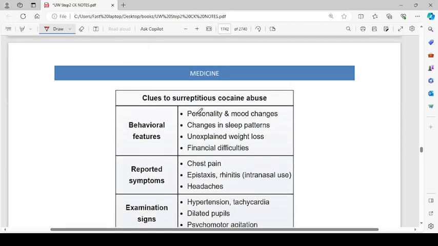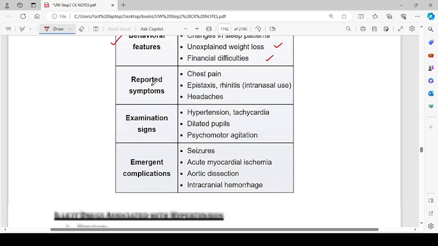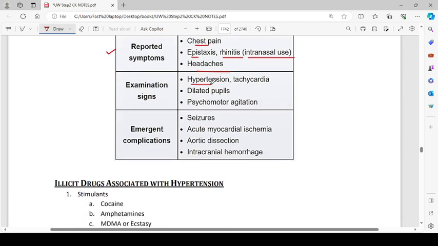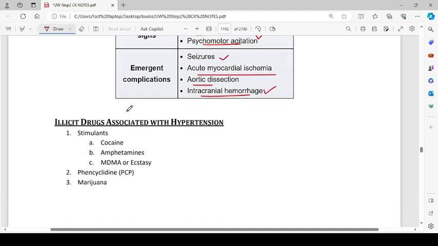Okay. What are the clues to surreptitious cocaine abuse? Firstly, we check for the behavioral features, and if the person is unconscious, we can ask the family or close friends. Personality and mood changes, changes in sleep patterns, unexplained weight loss, and financial difficulties. Reported symptoms like chest pain, epistaxis, rhinitis, intranasal use, and headache. Examination signs including hypertension, tachycardia, dilated pupils, and psychomotor agitation. Emergent complications, for example, seizures and acute myocardial ischemia, aortic dissection, and intracranial hemorrhage.